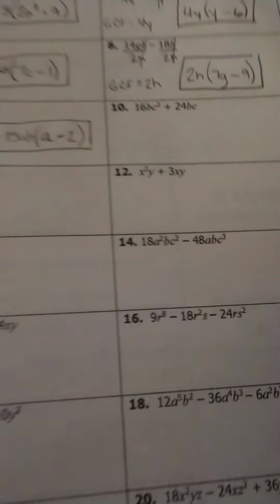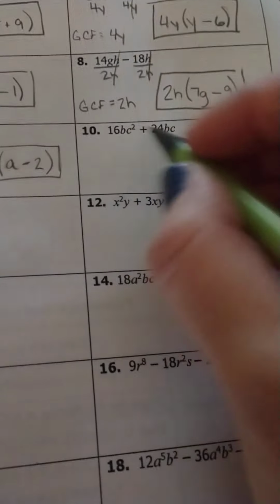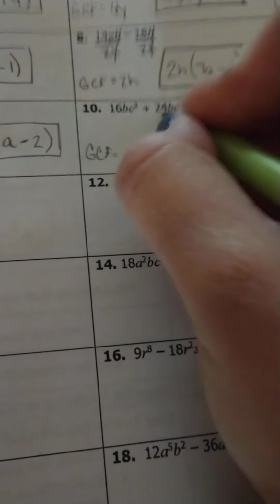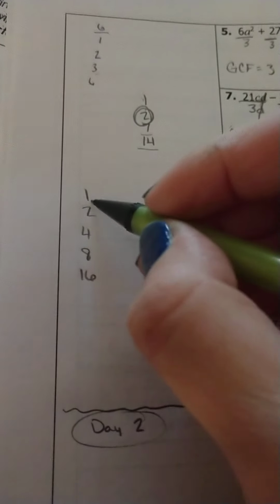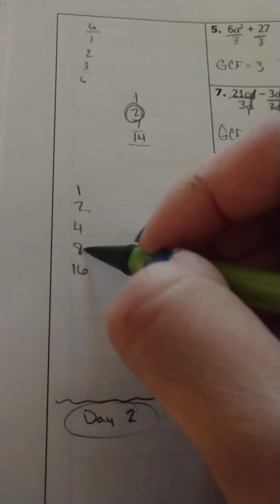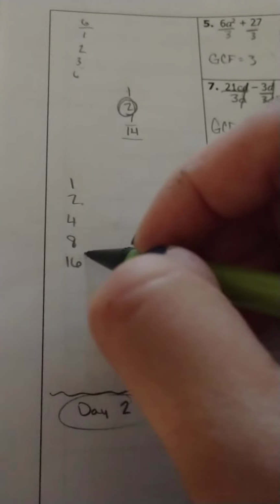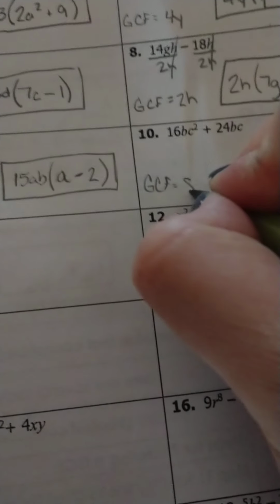So, number 10, 16 and 24. GCF. Go with your smallest one. Does 16 go into 24 evenly? No, it does not. So we're going to come over here again. 16 is 1, 2, 4, 8, and 16, because 1 times 16 is 16, 2 times 8 is 16, 4 times 4 is 16. Well, you know 16 is not it. Does 8 go into 24 evenly? Yes, it does. So 8's my winner on this particular problem.